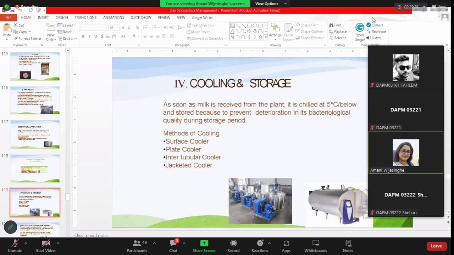After that, we cool it again. The pure milk is cooled for future requirements. There are different types of coolers: surface cooler, plate cooler, intertubular cooler, jetted cooler. As I mentioned previously, if you need to know more about this technical part, you can search these different types.